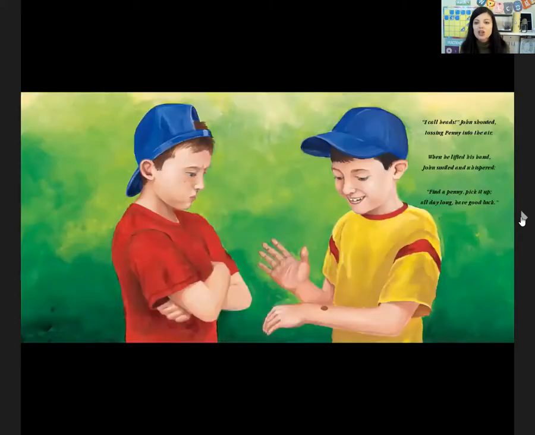"I call heads," John shouted, tossing Penny into the air. When he lifted his hand, John smiled. It was heads, and he whispered, "Find a penny, pick it up. All day long you'll have good luck."